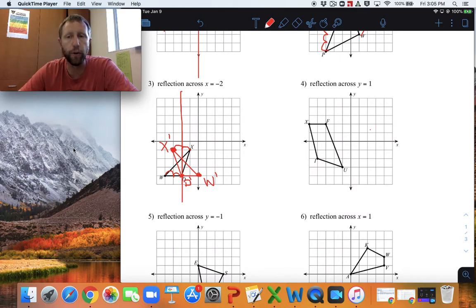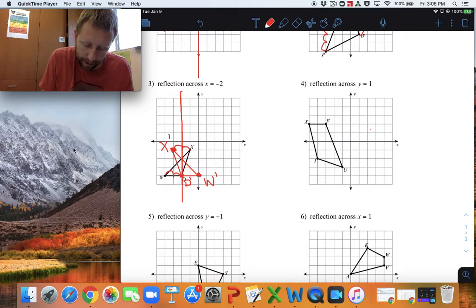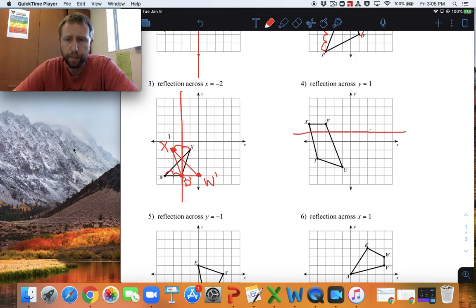Okay. For number 4, reflection across the y equals 1 line. Remember, it's y equals a number that's going to give us that horizontal line. So I'm going to go to 1 on the y-axis, and I'm going to go ahead and draw that horizontal line, and then just count for each point. Point X is 1 spot away from that line of reflection, so it's going to go further down just by 1 spot, and that will be X prime. For point F, it is also 1 spot away. I'm just going to go down 1 spot for F prime.